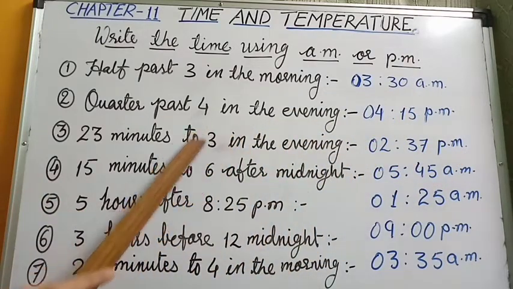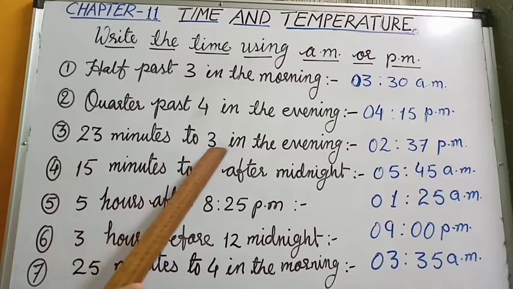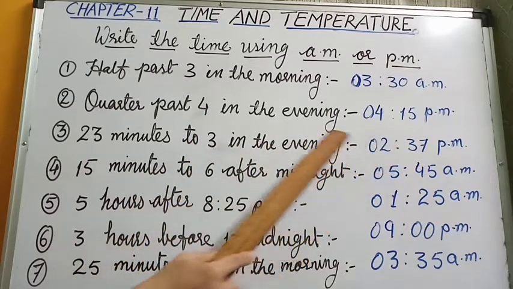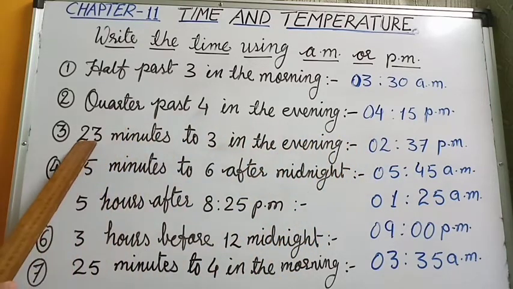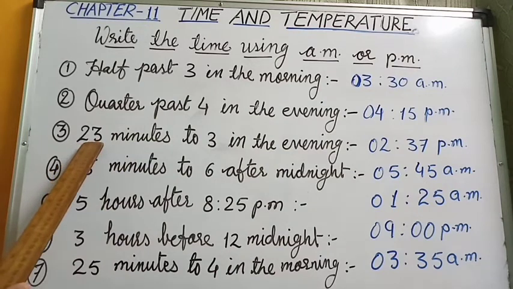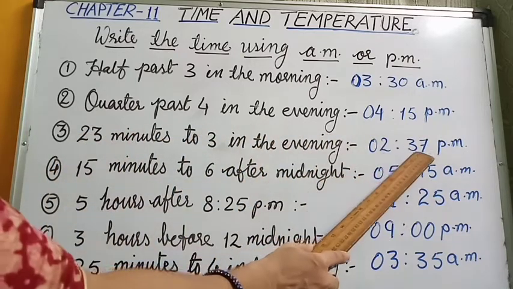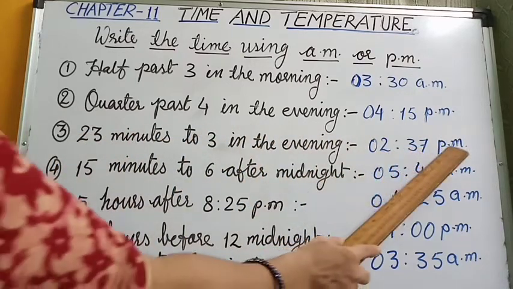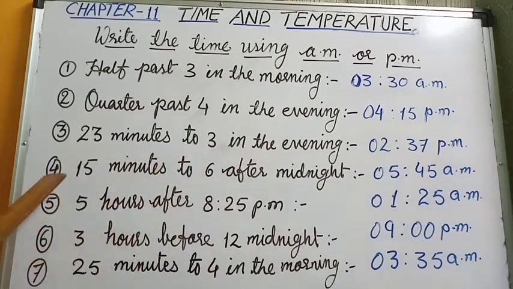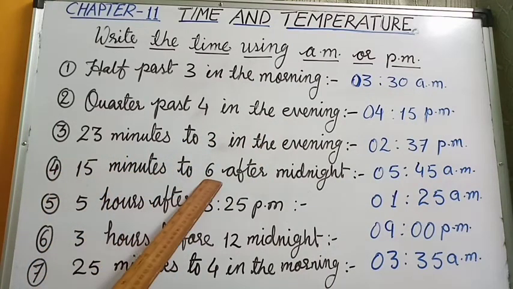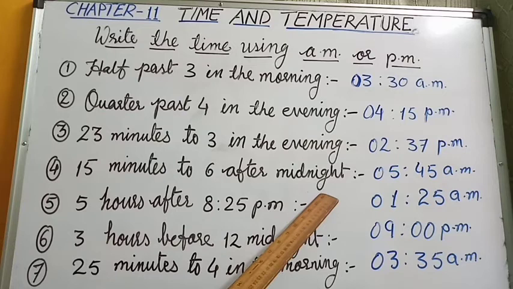And the time is not exactly 3. Some minutes are remaining. So we can write 2. And how many minutes? We have to subtract 23 minutes because it is remaining. So we have to subtract 23 from 60. So it will be 37. So 2:37 PM. Next, 15 minutes to 6 after midnight.